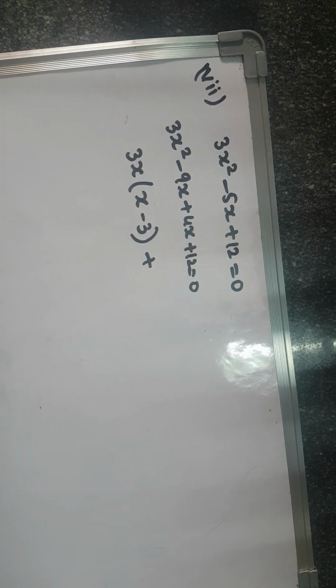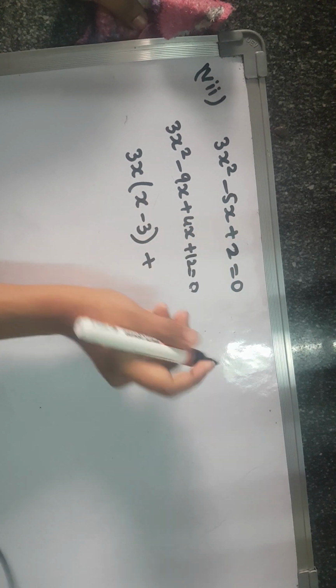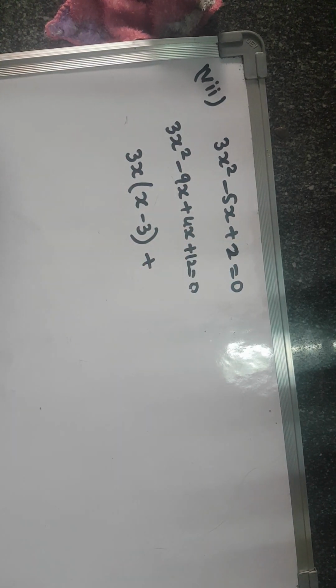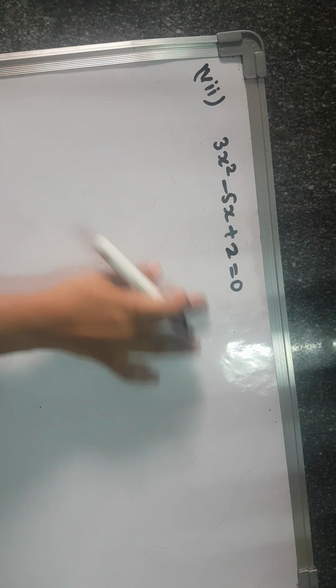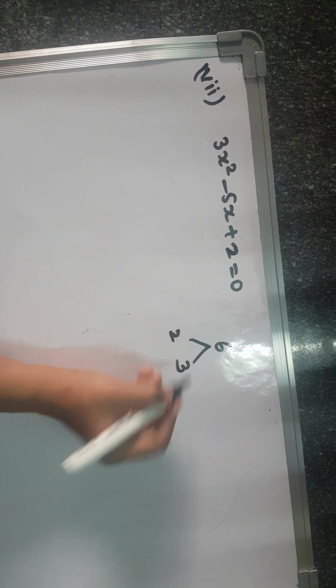Wait a minute, sorry guys, I have made a mistake here. This is equation 2. I have made the mistake over there. This is the given equation plus 2. I have taken 12. Sorry, 3 times 2 is 6. Now what value do we get? 2 times 3.